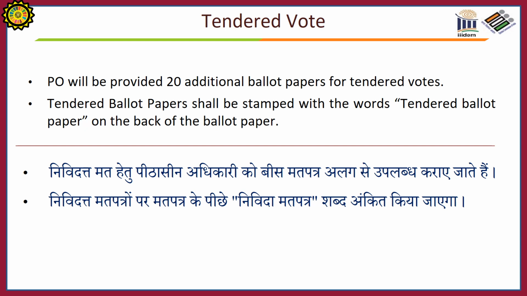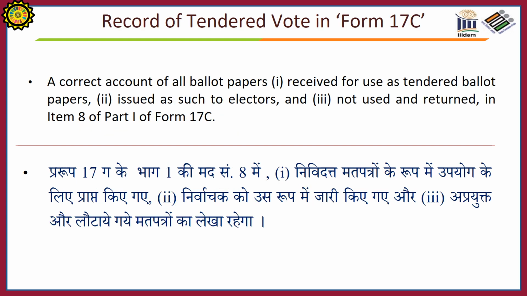Presiding officer will be provided 20 additional ballot papers for tendered votes. Tendered ballot paper shall be stamped with the words "tendered ballot paper" on the back of the ballot paper. A correct account of all ballot papers received for use as tendered ballot papers or issued as such to electors and not used will be written in item 8 of part 1 of form 17C.